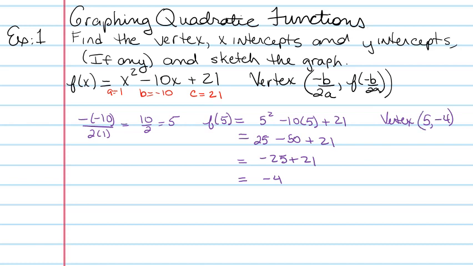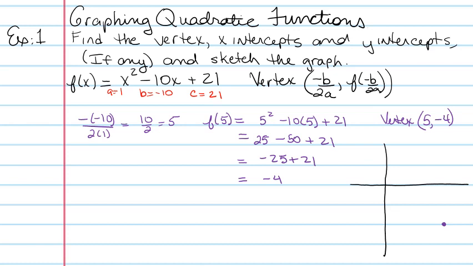Okay, so now I can start thinking about graphing that. 5, negative 4, 1, 2, 3, 4, 5 would be here. A is positive, so this is going to open up, and now we're going to do the x-intercepts.